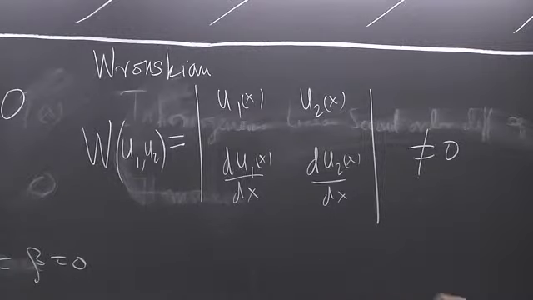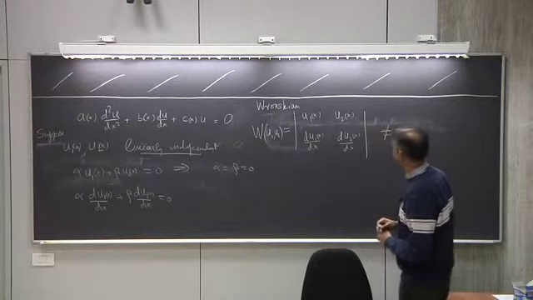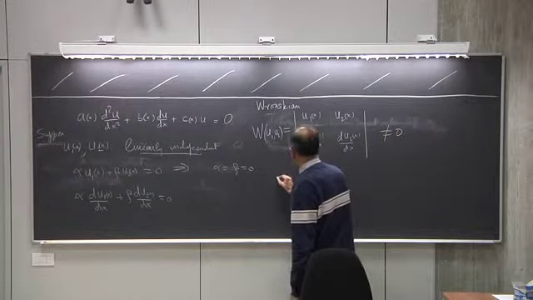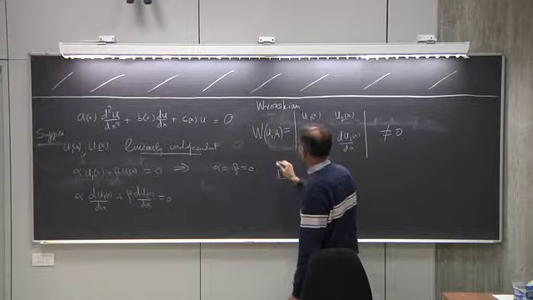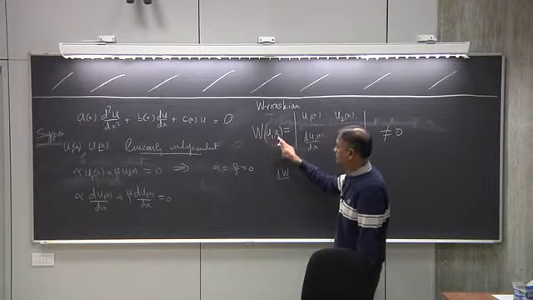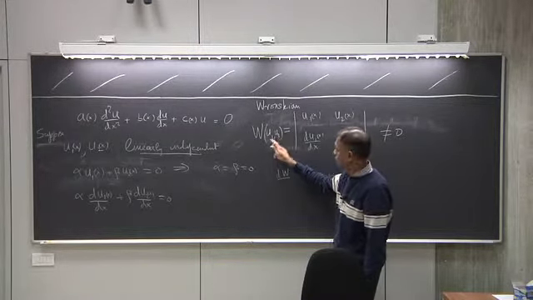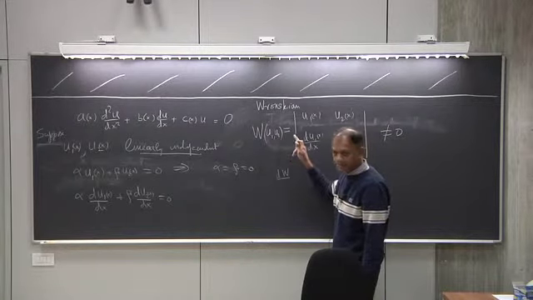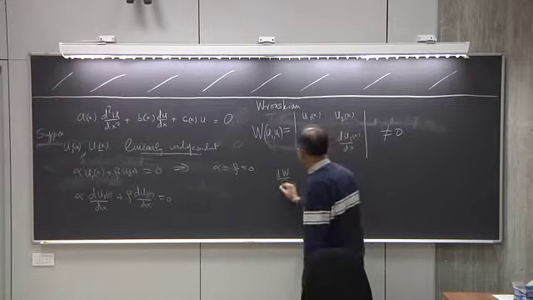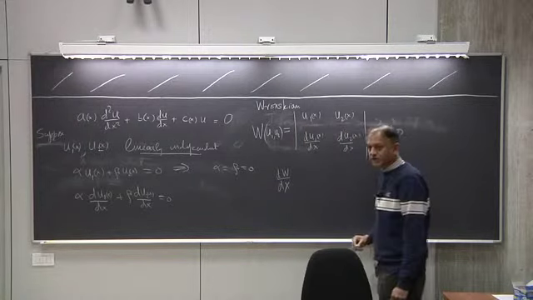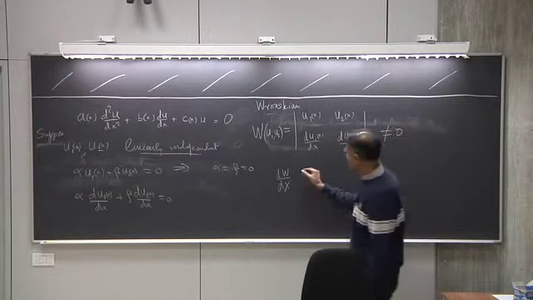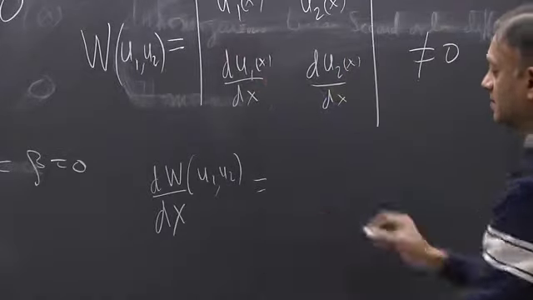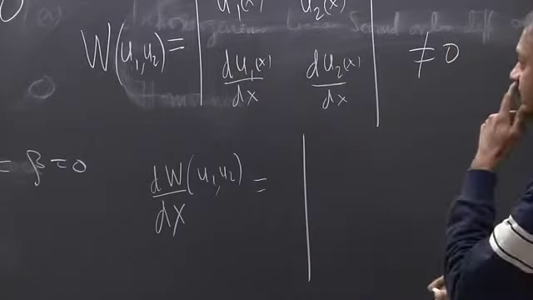I should say that this Wronskian has a very nice property, actually. So if you take this Wronskian, and let's take the derivative. This Wronskian, of course, depends on x, because both u1 and u2 depend on x. So we take a derivative with respect to x of the Wronskian. Well, that by definition is simply the derivative.